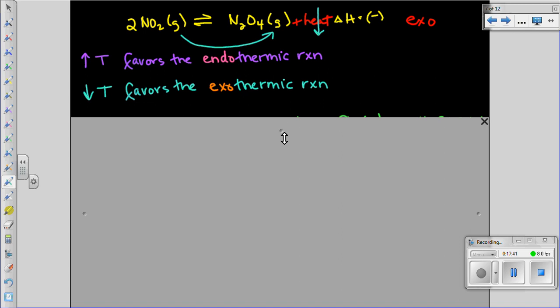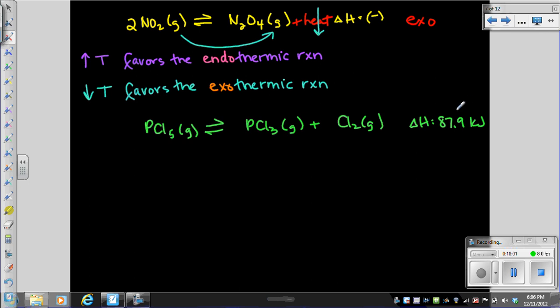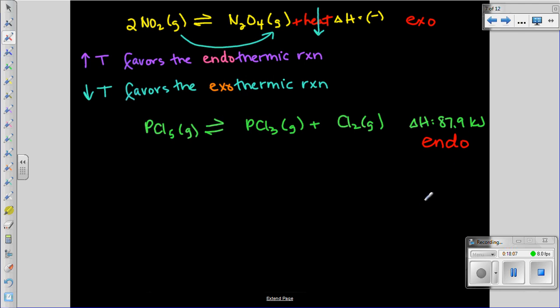So let's look at another example. In this situation, we've got PCl5 as a gas in equilibrium with PCl3 as a gas plus chlorine gas. Our delta H is a positive 87.9 kilojoules. So the first thing we want to do is look at our delta H. The delta H being positive tells us that it's an endothermic reaction, so I know that heat is a reactant. So I am physically going to write heat in as a reactant, and then I'm going to answer all of my questions with the reaction this way.